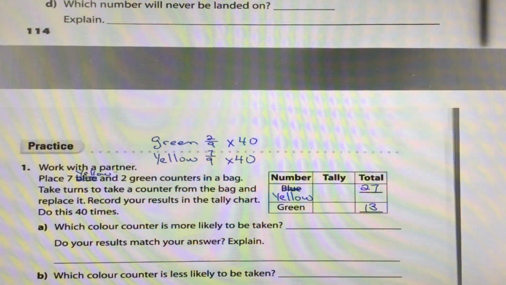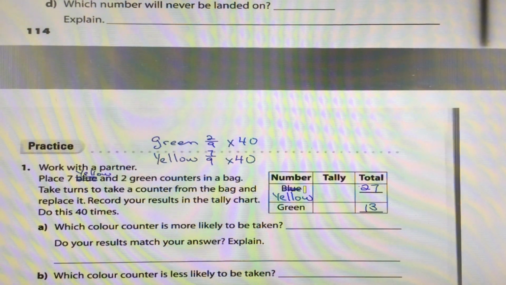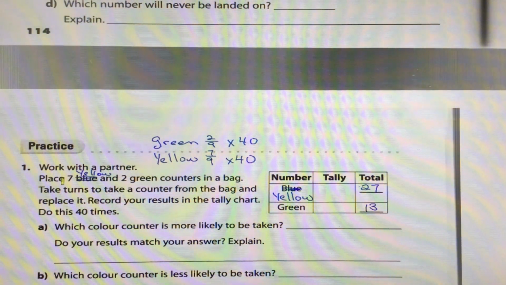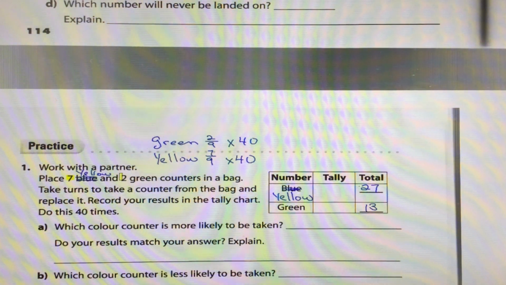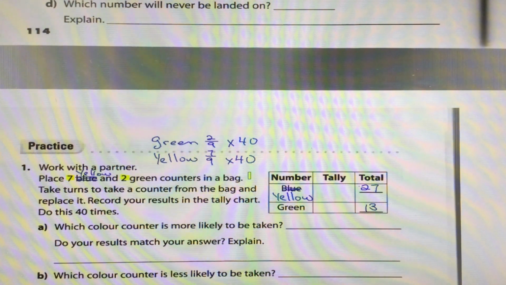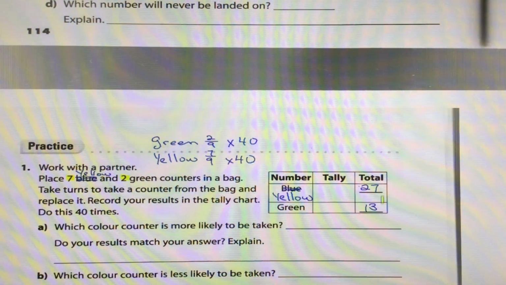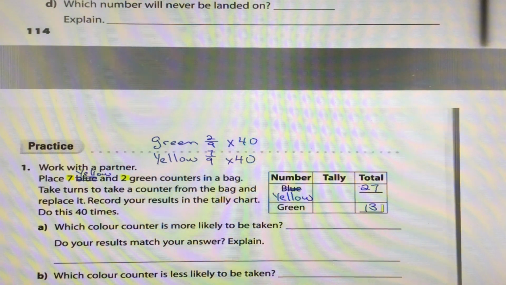All right, now moving down. It says work with a partner, place 7 yellow and 2 green counters in a bag. It's supposed to be blue, but we don't have blue, so it becomes yellow. Now, because there are 7 yellow and only 2 green, you would expect that when you pull those counters out of the bag, you're going to pull out a lot more yellow than you would green. So this is an experiment we conducted last year, and we got 27 yellow and 13 green. And that's consistent with what we would expect.